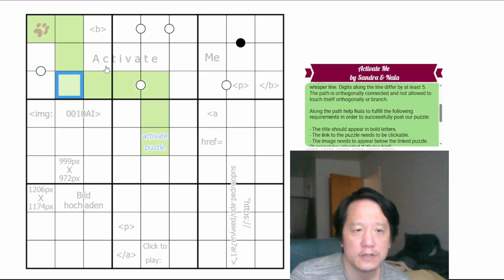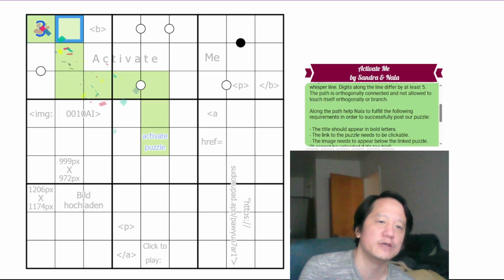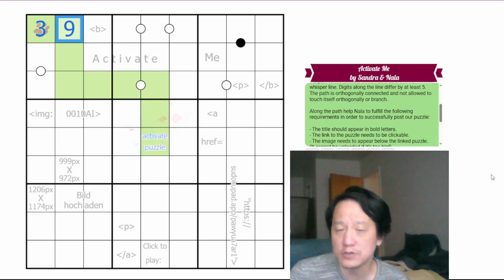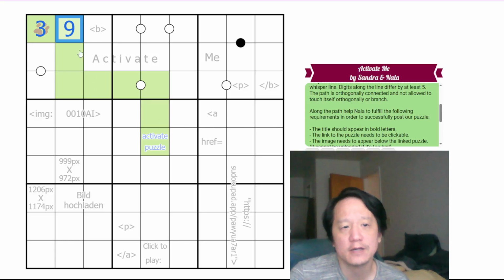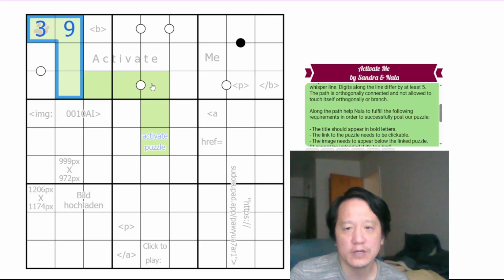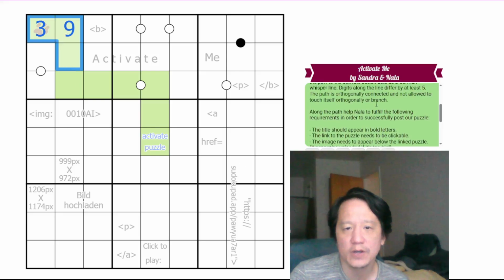And again, as an example, if this were a 3 here, this would have to be 8 or 9, because the only digits which are 5 or more away from 3 are 8 and 9. That's why this has to be 8 or 9 here, because adjacent digits along the line have to differ by at least 5 from their adjacent cells along the path.